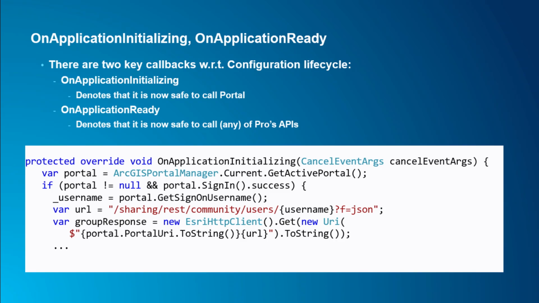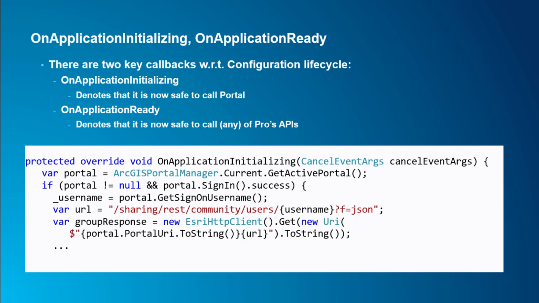And that's what I'm showing in this little code snippet here. I've got the OnApplicationInitializing callback. I'm getting my active portal, I'm signing in, I'm getting the username. And then in this particular case, I'm querying that portal for the list of groups for this particular user, okay? The other callback is OnApplicationReady. You will get OnApplicationReady right after your start page callback has been called, okay?